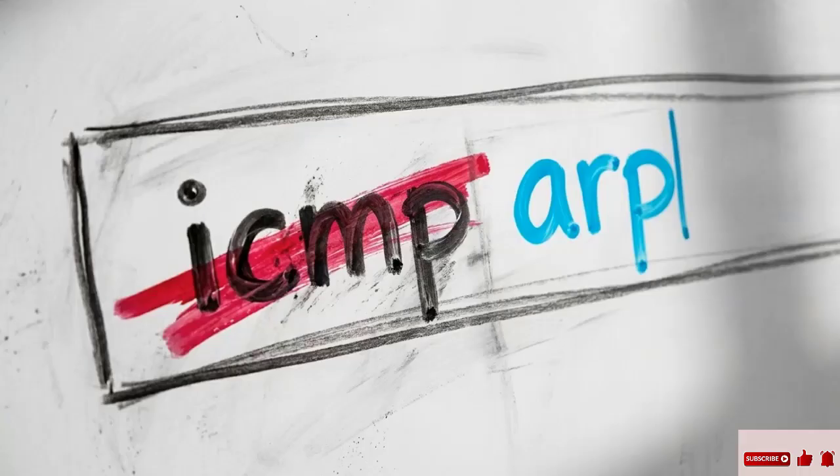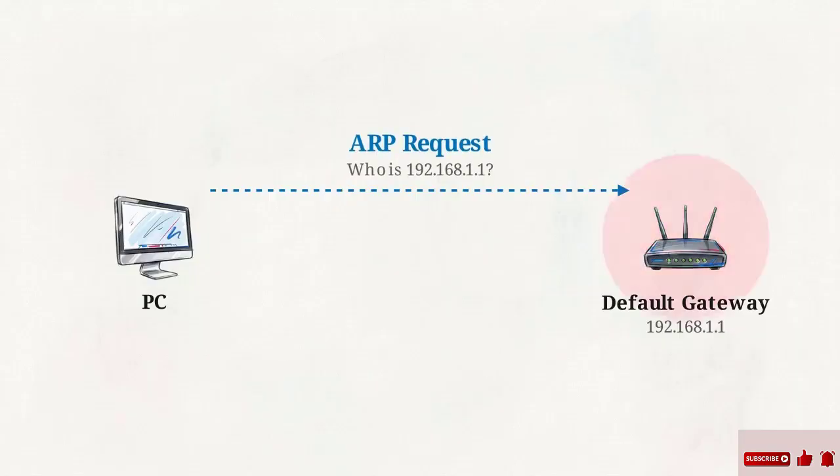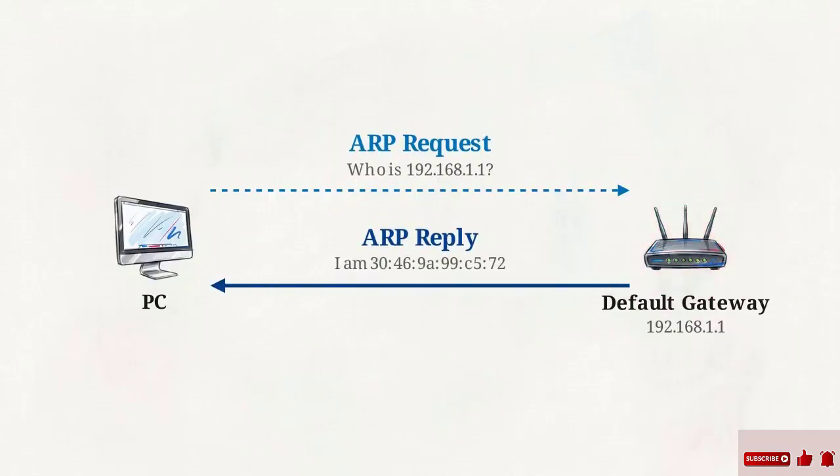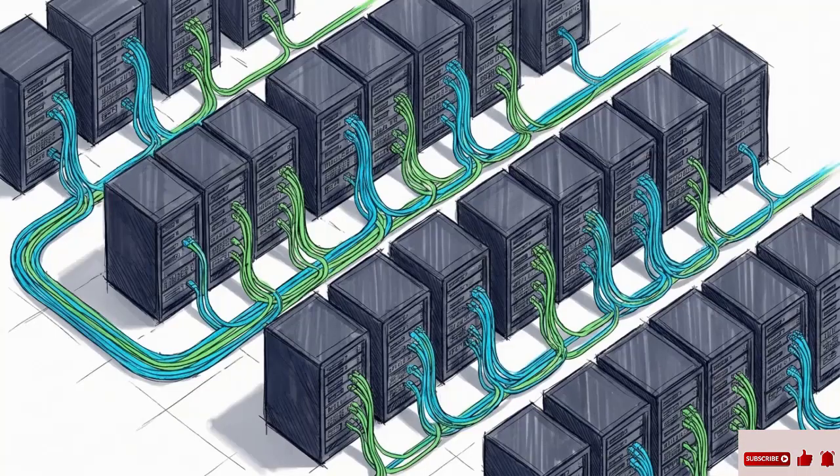For a new challenge, clear your ICMP filter and look for ARP traffic. This will show you exactly how your computer learned the router's MAC address before the first ping was even sent. Seeing these headers in action provides a practical foundation for understanding how data actually moves through a network.